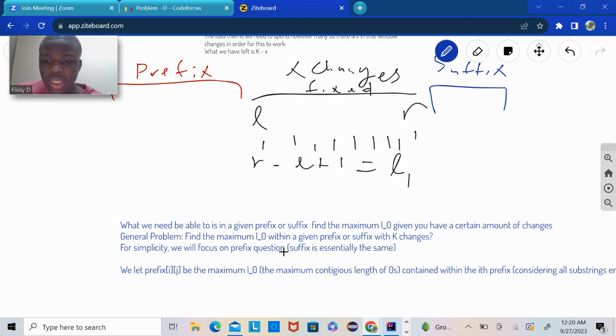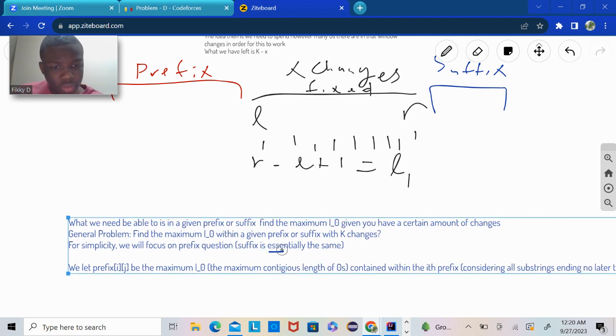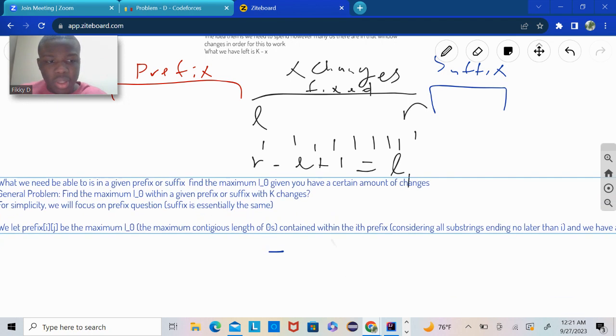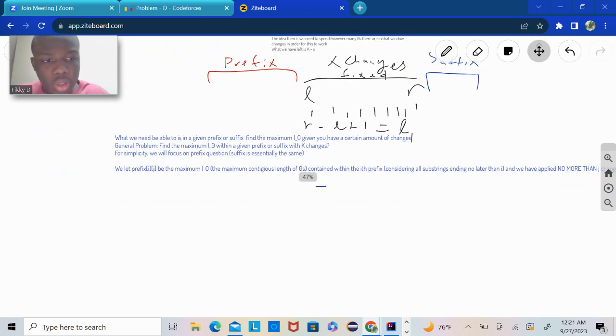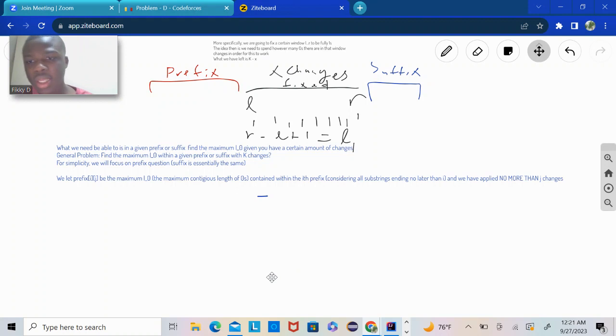So what we can do is we can say we let... I'm trying to find a way to logically make this not contrived. So what we'll do is we let prefix ij be the maximum L0 contained within the i prefix, and we applied no more than j changes. Obviously this prefix with this state of i is important, but j is also important because we need to make sure that we have a solution such that we've applied no more than j changes. That's pretty obvious. So that's what we're going to do in our state.